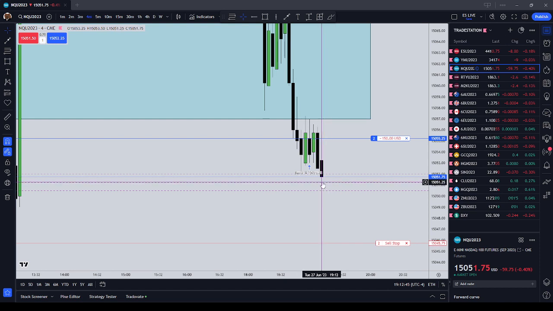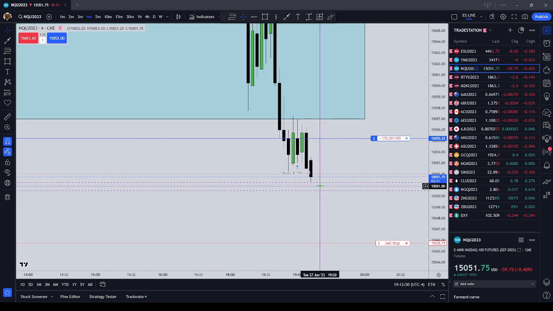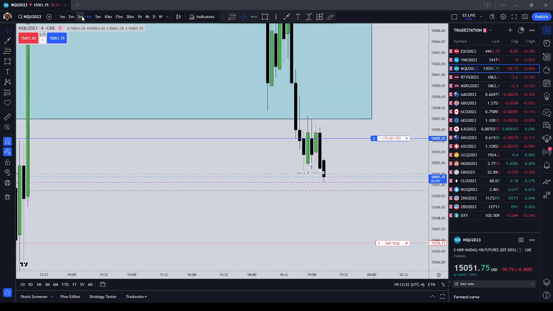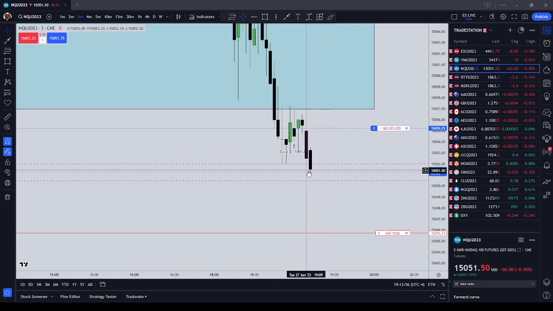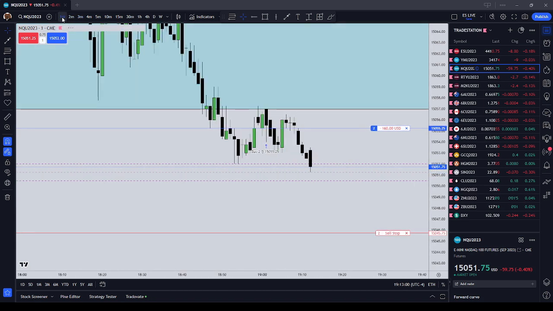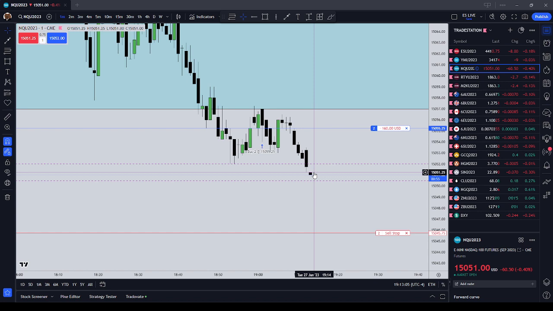Okay, got a little bit of a reaction off that 50%. See if we trade through. I'm really interested in the candle closes more than I am the wicks. So I'd like to see this 3 minute maybe respect it. See if we just get straight down on 1 minute. See if the 1 minute we can get a close above the 50%. Okay, we did get one close above the 50% on the 1 minute. See if we can get two closes.